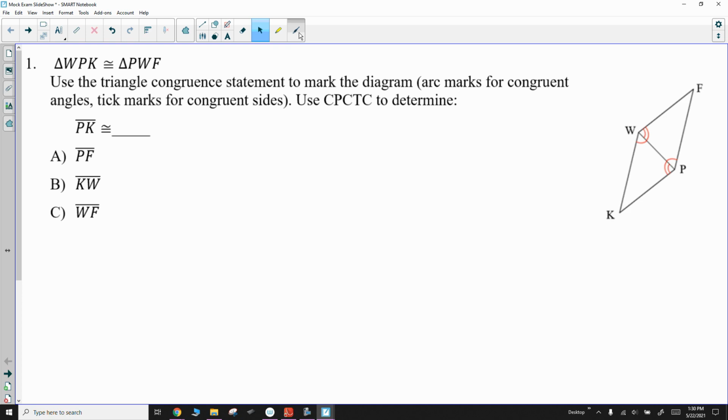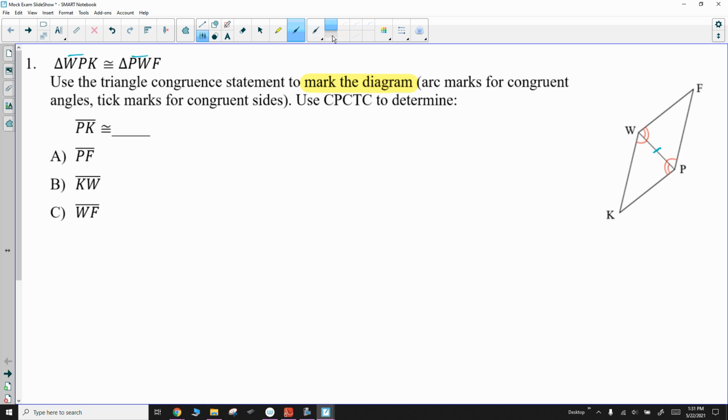So problem number 1 says triangle WPK is congruent to triangle PWF, and it says to use the congruent statement to mark the diagram. There is your show the work hint. So when we use the triangle congruent statement, we know that the first two are congruent to the first two. So I'm going to come over to the diagram and find WP and PW. Well, they are the same side, so that's this side right here.